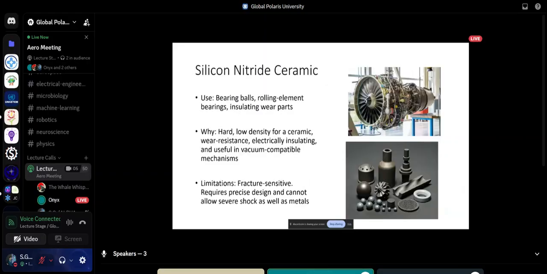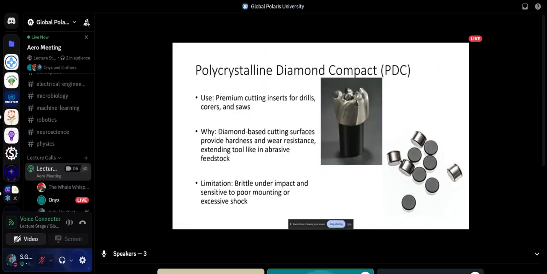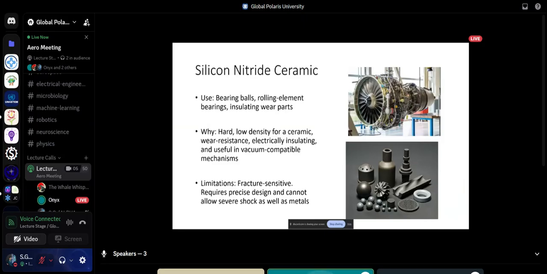Next is silicon nitride ceramic. Typically, it would be used in bearing walls, anything that rolls essentially. I tried to find images of its application, but keep in mind a lot of good images for any of these are probably going to be proprietary to an extent. So open source images is what we try to aim for.